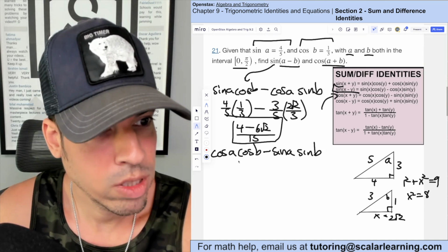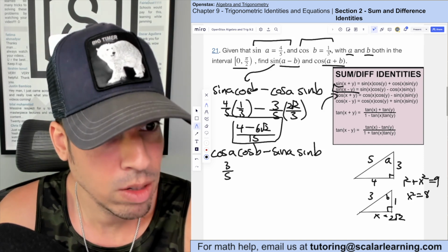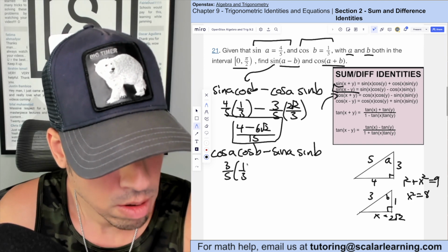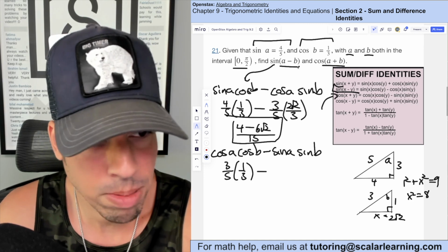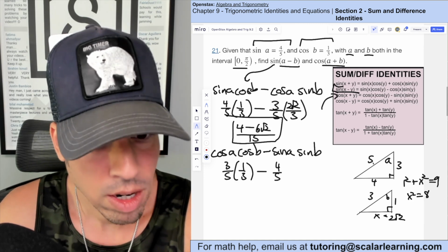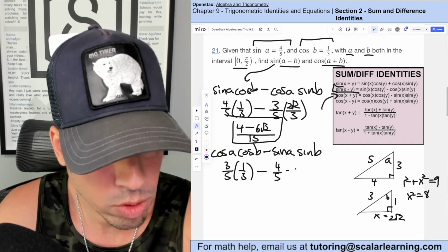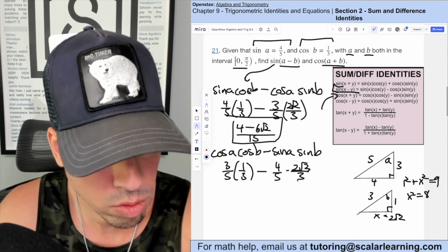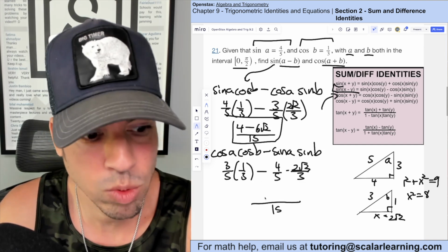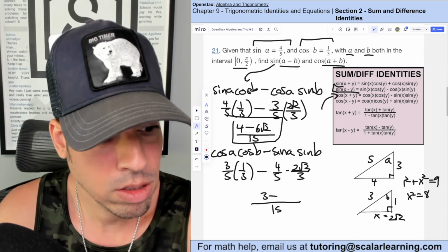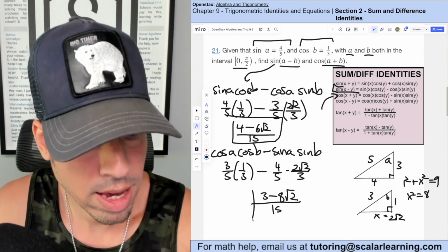Now for the second part, cosine of A again is 3 over 5, and cosine of B, which is what they gave us, is 1/3, minus sine of A, which is opposite over hypotenuse, but they did give us that, which is 4/5, and then sine of B, opposite over hypotenuse, 2 rad 2 over 3. So again, we get a nice common denominator of 15, and then on top we get 3 times 1, which is 3, minus 4 times 2 rad 2, which is 8 rad 2. So that is how you do it.